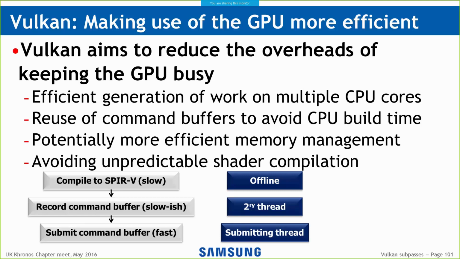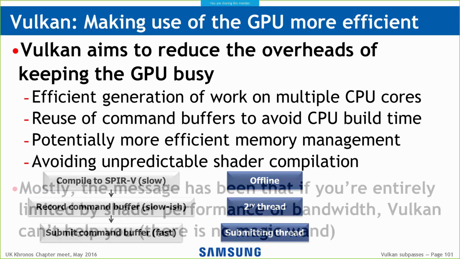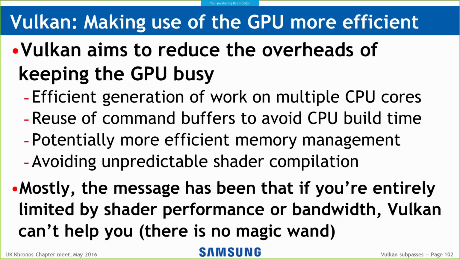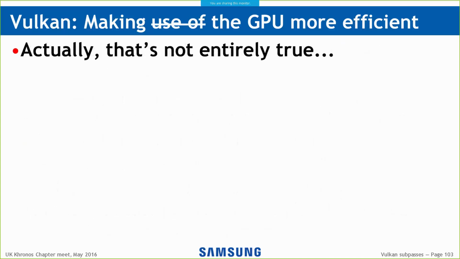So the message we've had from a lot of people so far is that the way that Vulkan is intended to help is to reduce the amount of load on the CPU side and keep the GPU as busy as possible. But it doesn't necessarily help if you're already stuck on the GPU side, because there's no magic and your GPU will already go as fast as your GPU is going. Except that's not always the case. So there are some things in Vulkan that are intended to make things go a bit quicker.